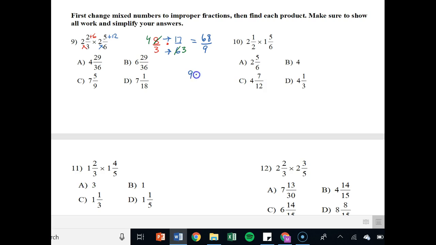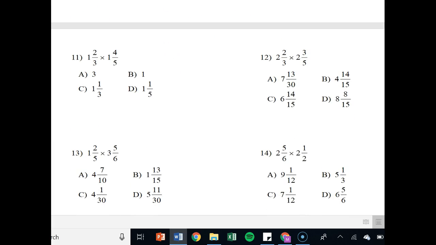So how many times does 9 go into 68? 9 goes into 68 7 times. That's 63 with 5 left over. So your answer is 7 and 5/9. C. All right. Number 11, we're doing 1 times 3, which is 3. So that gives you 5 over 3 times, and then 1 times 5, which is 5. 9 over 5, right?